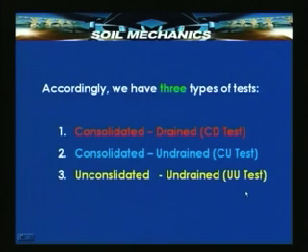We have three well known combinations of tests: the consolidated drained, consolidated undrained, and unconsolidated undrained. The first one is commonly called the CD test, the second one the CU test, the third one the UU test, or sometimes these are also known as the S, slow test, and the Q, the quick test.